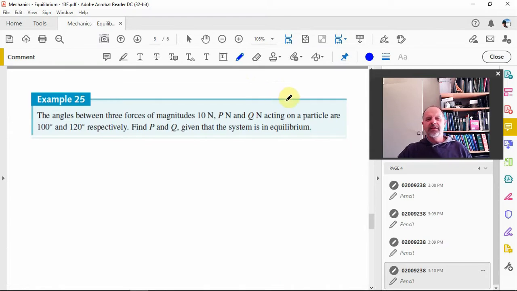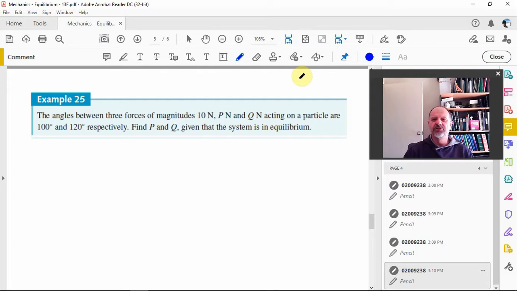The angles between the three forces of magnitudes 10 Newton, P Newton and Q Newton acting on a particle are 100 and 120 respectively. Find P and Q given the system is in equilibrium.